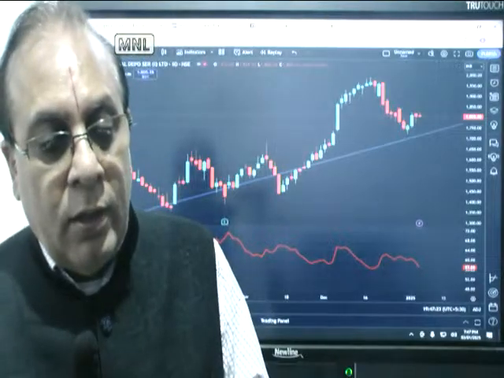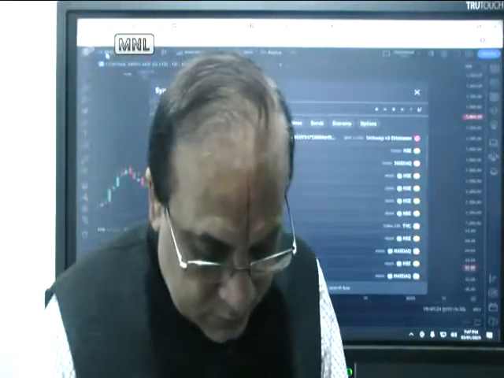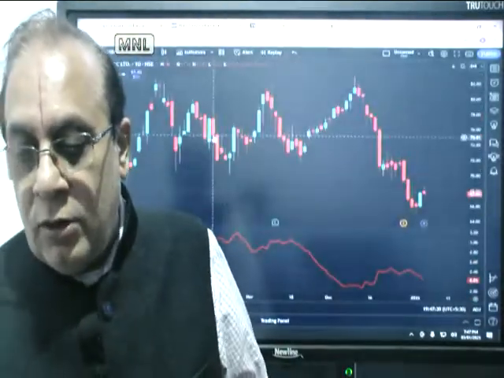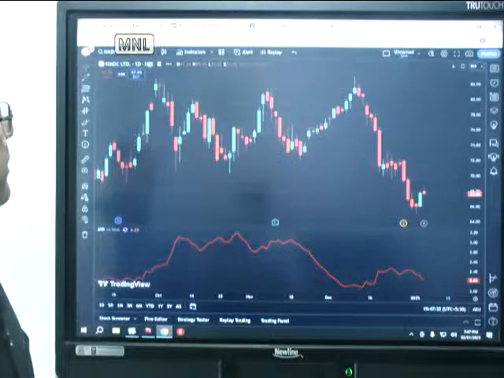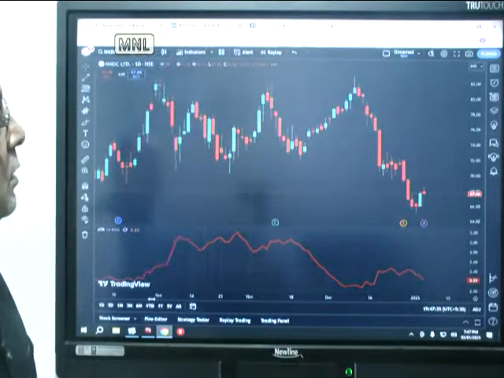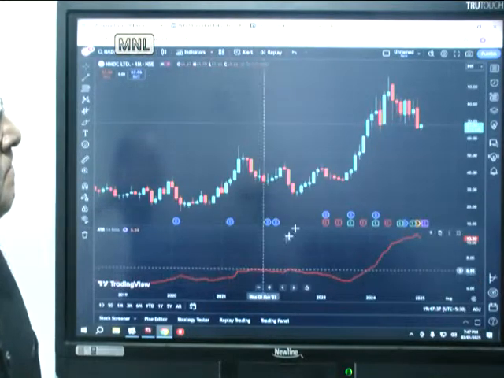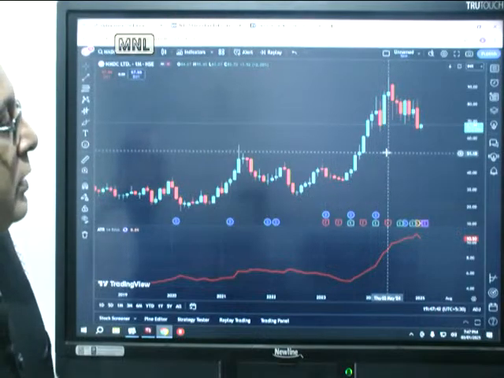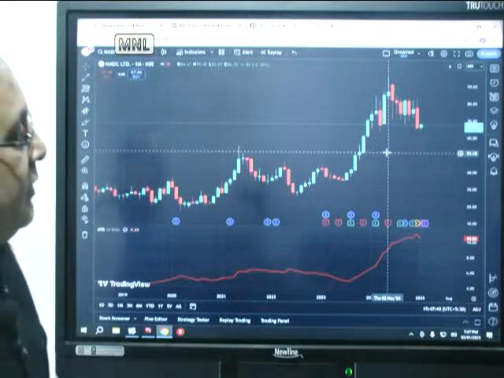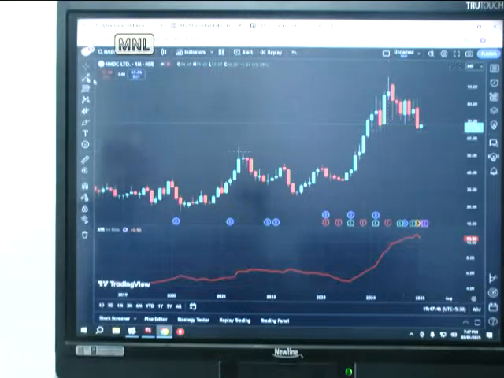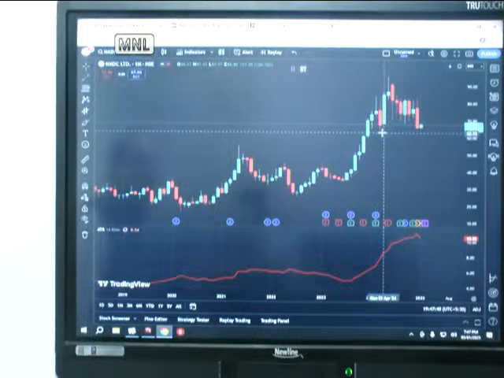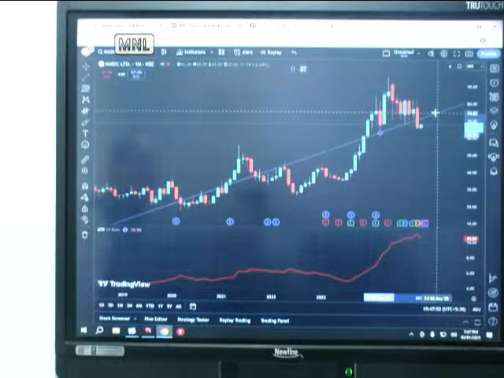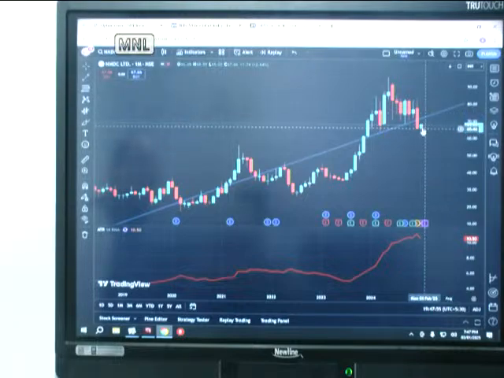NMDC stock. Somebody has asked about NMDC stock. So first let us look at the big picture. For many months it's now down. I think this stock will have resistance. It has to break this line. This trend line, it has to break.